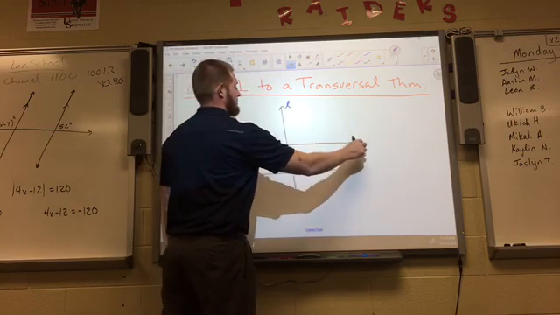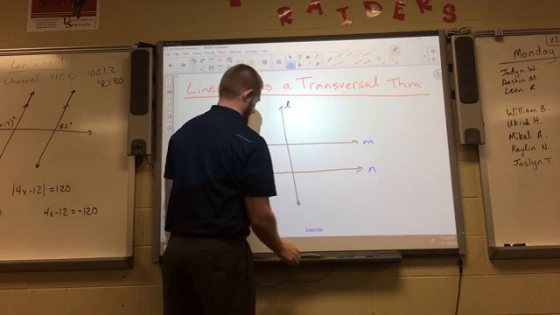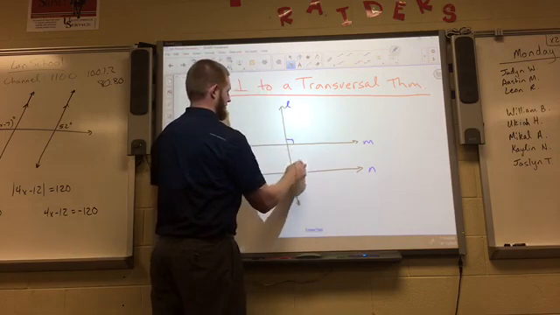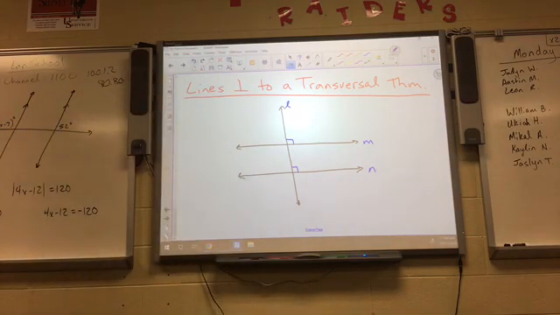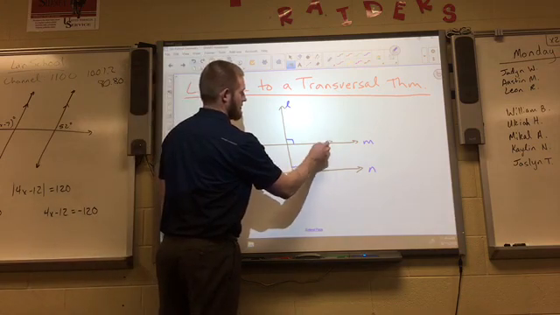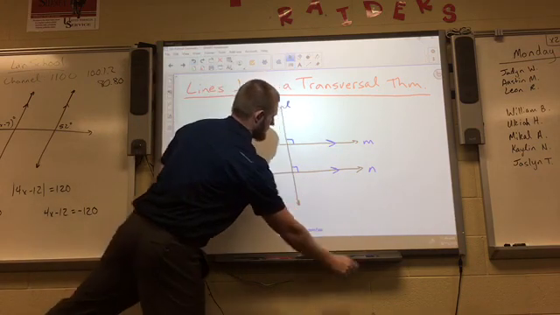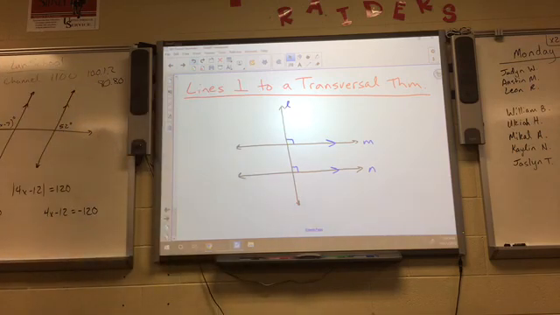And I have lines L, M, and N. And in this case, that's what we know. Okay, we know our transversal is perpendicular to both of those lines. Okay. This theorem tells us that if a transversal is perpendicular to 2 lines, then those lines must be what? They must be parallel to each other. Okay. If a transversal is perpendicular to 2 lines, those lines must be parallel to each other.